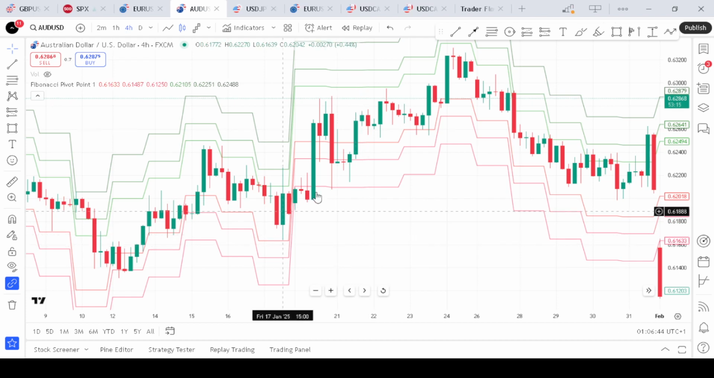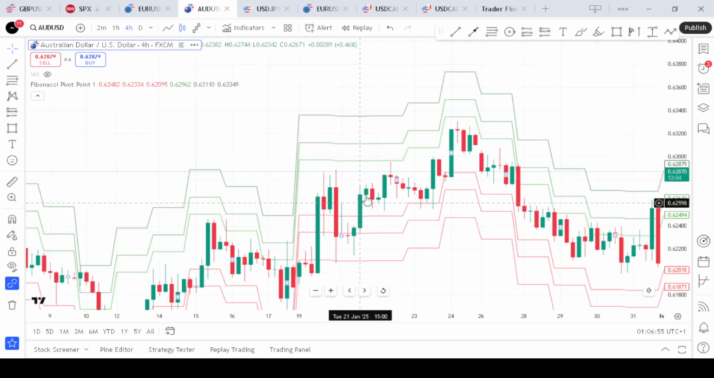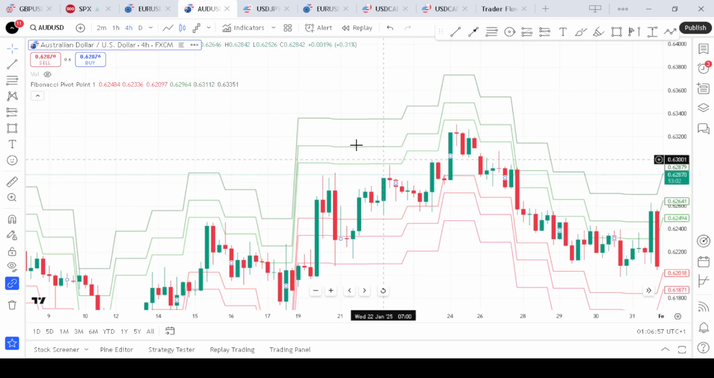Now, these are our resistance levels. The first lines here, resistance 1, resistance 2, resistance 3. Sorry, support 1, support 2, support 3, while these green lines here are our resistance 1, resistance 2, and resistance 3.